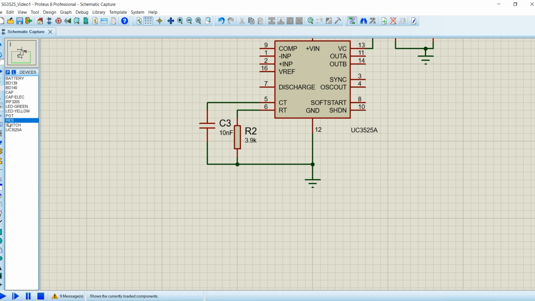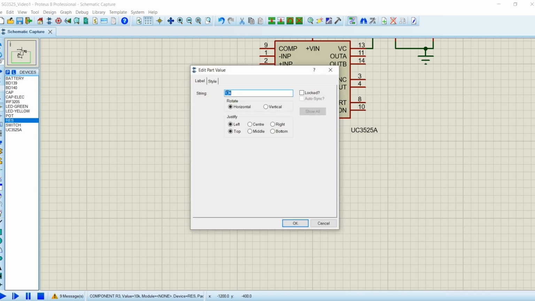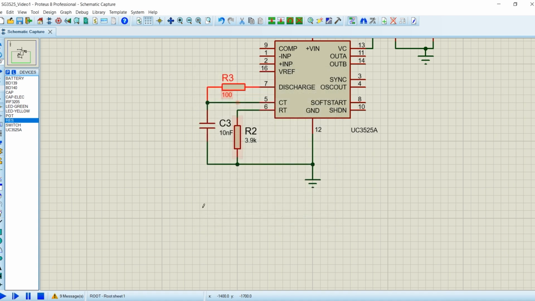Adding dead time control on pin 7, the dead time is the short delay between the complementary waveforms. This prevents both MOSFETs from conducting at the same time. If we place a resistor between pin 7 and CT, the discharge time of the timing capacitor increases, which directly increases the dead time.